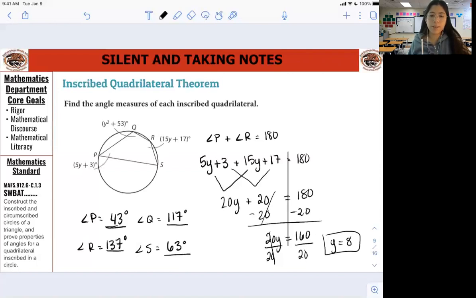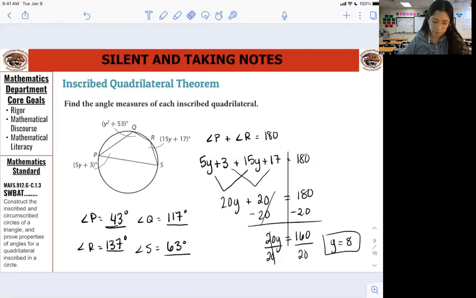Questions going once? Going twice? Good. How did we get 63? Would anyone like to explain how we got 63? Somebody asked me in the chat, how do we get 63? Yep, you subtract it from 180. So 180 minus 117 gives us 63.